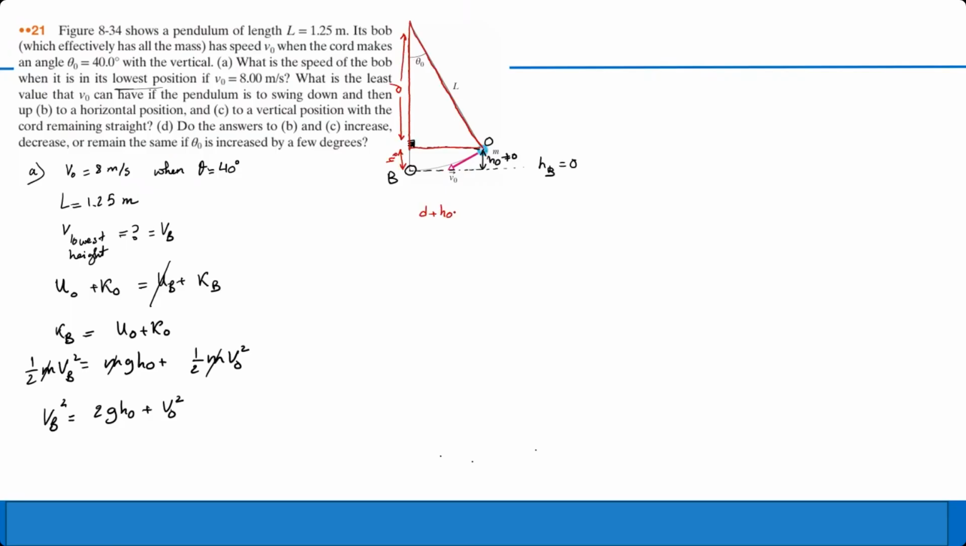So one thing I know, D plus HO is the length of the pendulum. And D can be found from cosine theta 0, which is adjacent over hypotenuse. The adjacent side is D, the hypotenuse is L, so D is L cosine theta 0. So I can write in this equation, it becomes L cosine theta 0 plus H0 equals L. So H0 is L minus L cosine theta 0.